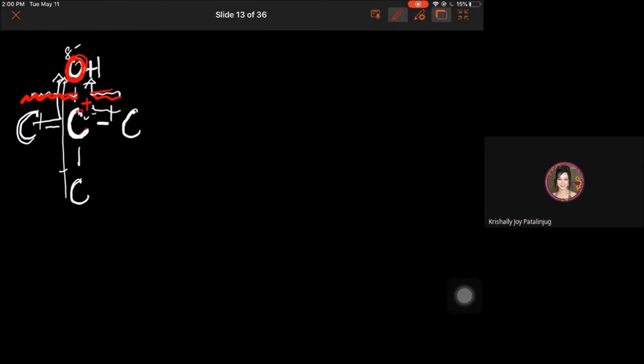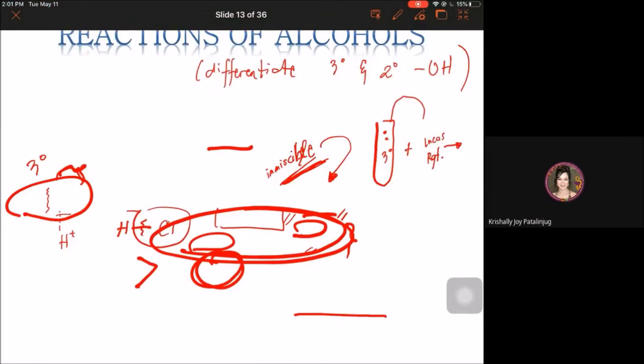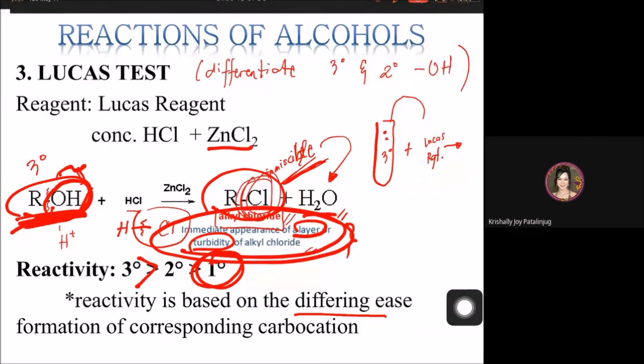Compared to the other classes of alcohol, you will have a much faster rate to form the carbocation. Compare with secondary, tertiary alcohol. So again, if you see a reaction of tertiary alcohol added with Lucas reagent, the product is an alkyl chloride. The OH will be removed in the form of water. Then, Cl replaces it, forming alkyl chloride.